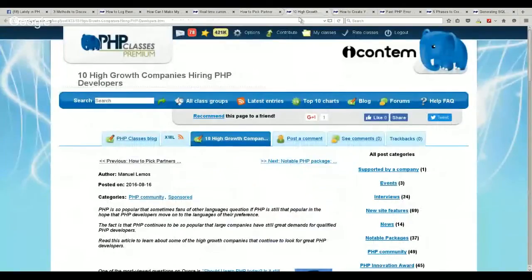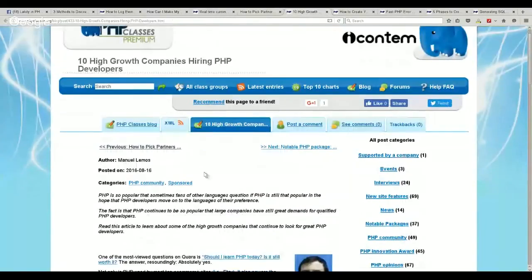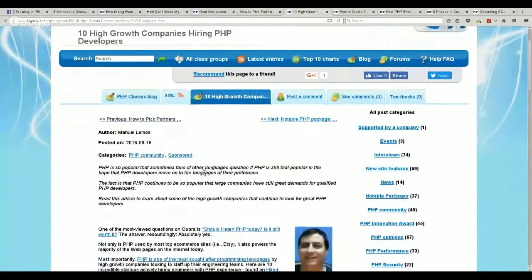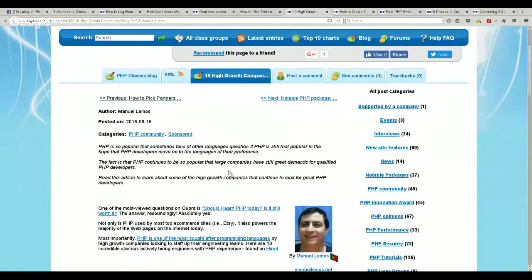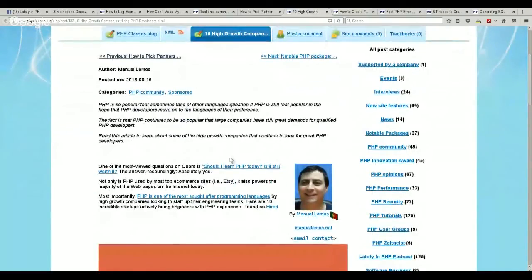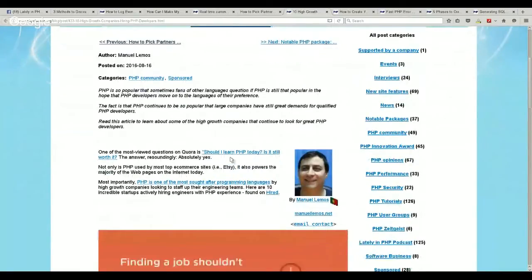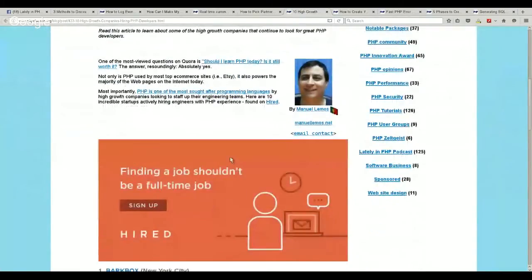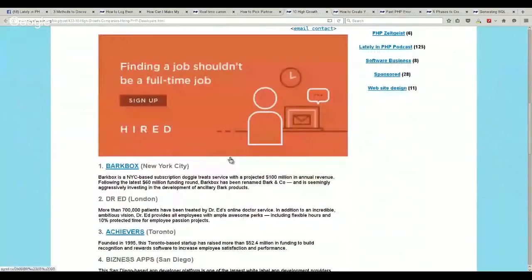So the next article is actually one that was written with the help of the company called Hired. This is a company that is well known for dealing with the hiring of employees for big companies, and they are also handling the hiring of PHP developers and developers of other languages for many companies.